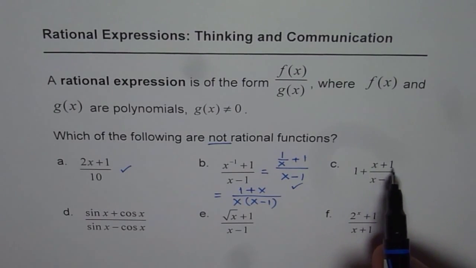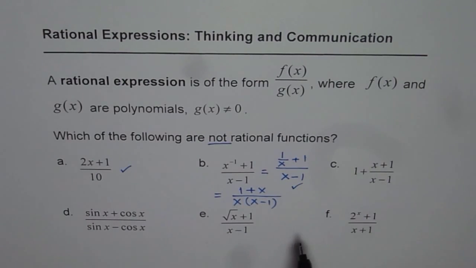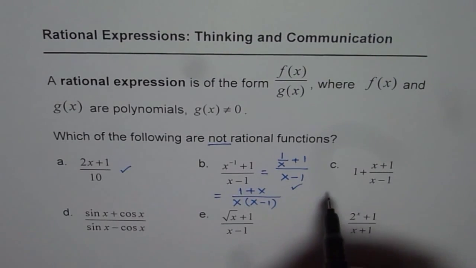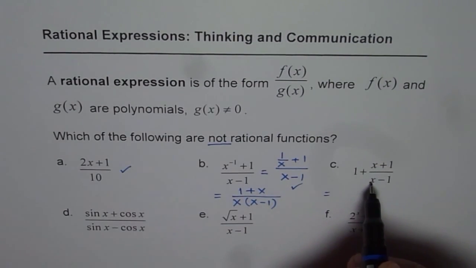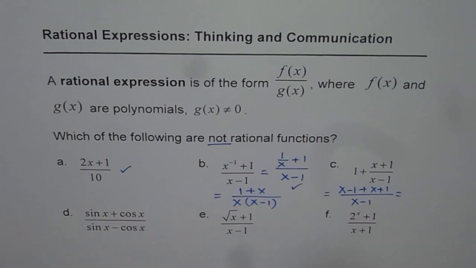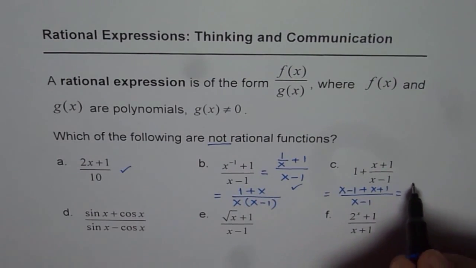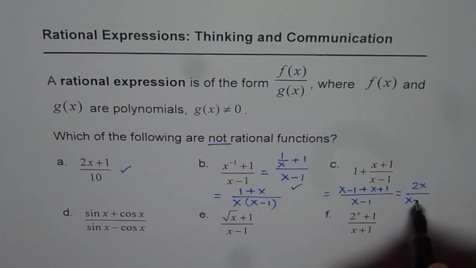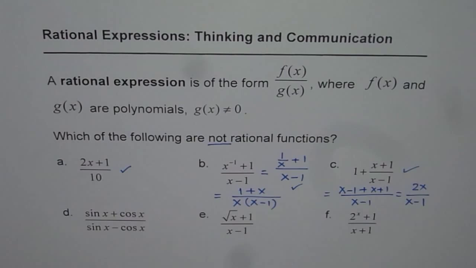Well, x plus 1 over x minus 1 is a rational term, and 1 is a constant function. When you add these two, you do get a rational function, right? Or you could actually simplify this and write this with common denominator x minus 1. So we get x minus 1 plus x plus 1, which is equal to 2x over x minus 1, right? Which is also a ratio of polynomials. So the first three expressions are rational expressions.